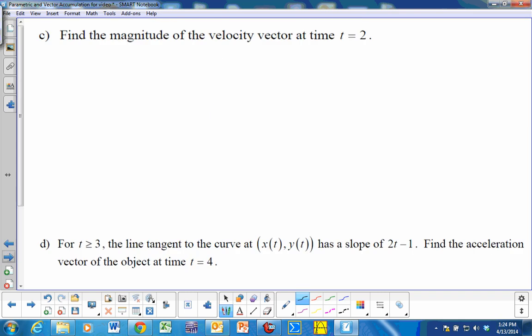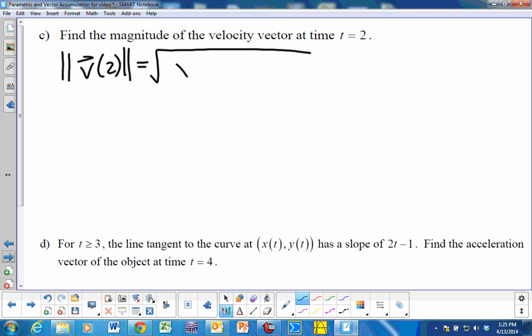All right, so next part of the problem, part C, find the magnitude of the velocity vector at time 2. So we want to find what is the magnitude of the velocity at 2. So that just means the square root of x'(2) squared plus y'(2) squared.